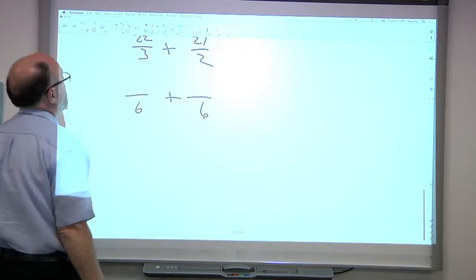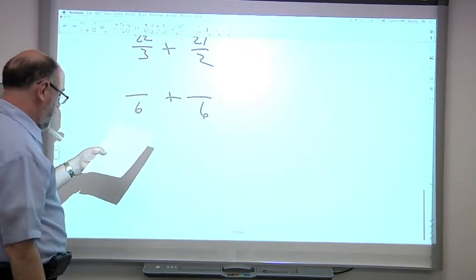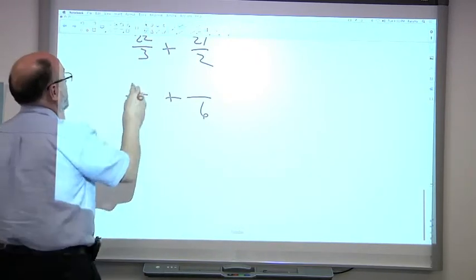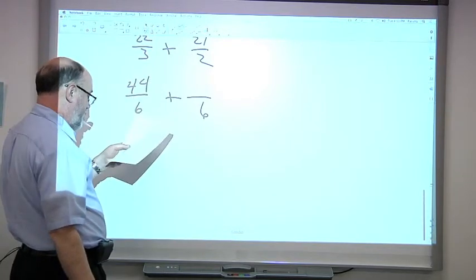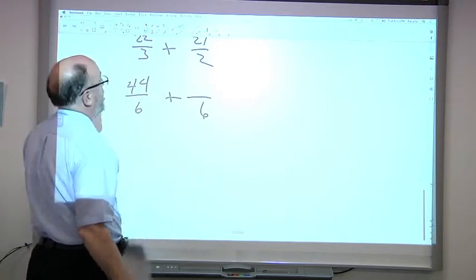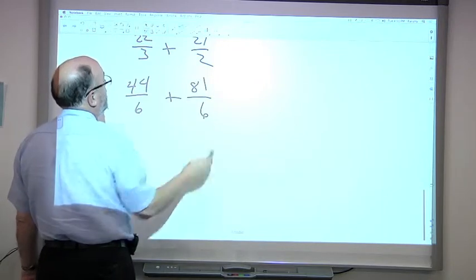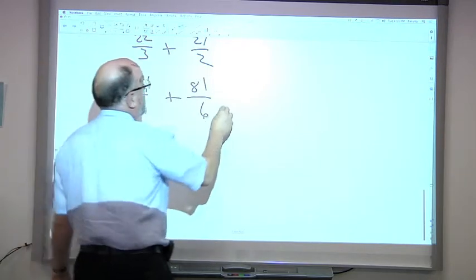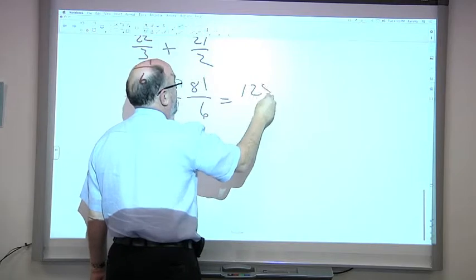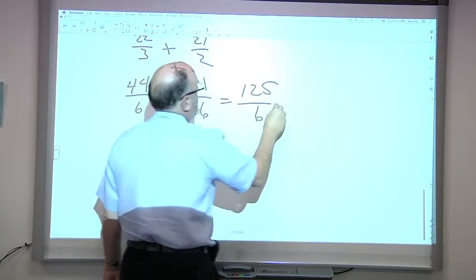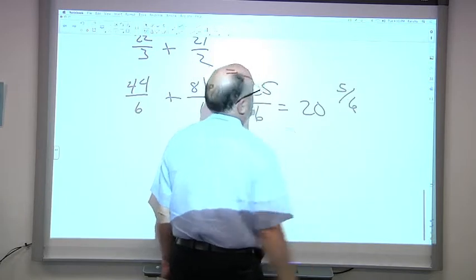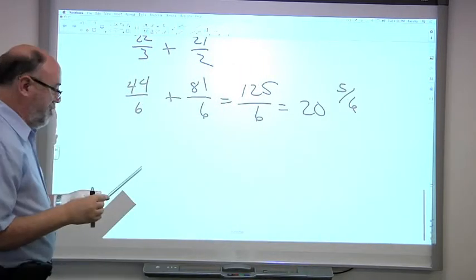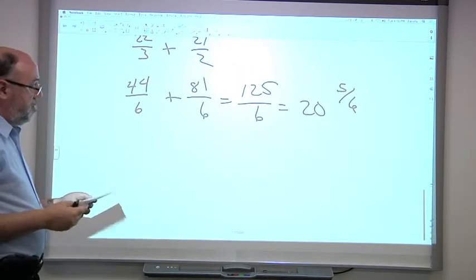So 3 times 2 is 6. 2 times the 22 will give us 44. The other one we're going to have to multiply by 3. And so this will become 81. And so this will give us 125 over 6, which will become 20 and 5/6 for the area in between those two curves.